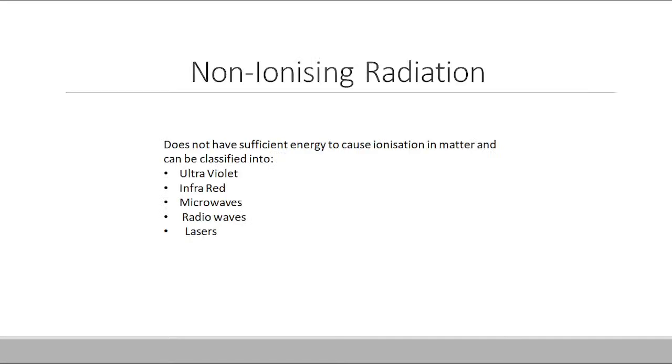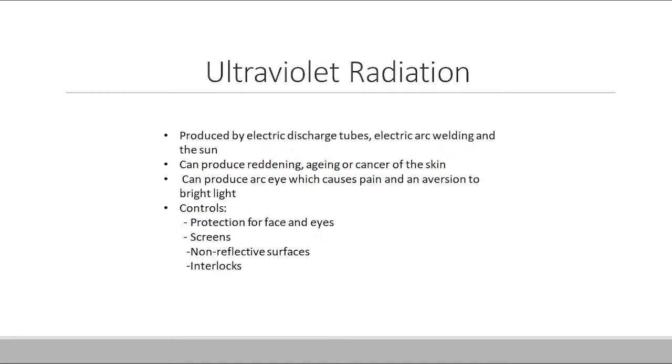Non-ionizing radiation doesn't have sufficient energy to cause ionizing in matter and can be classified into ultraviolet, infrared, microwaves, radio waves, and laser, as you remember. Ultraviolet radiation produced by electron discharge tubes, electric welding, and the sun can produce reddening, aging, or cancer of the skin.